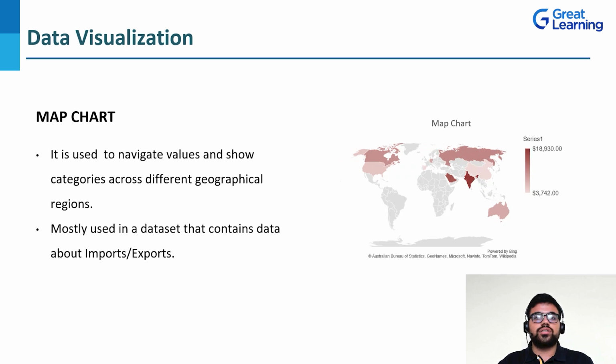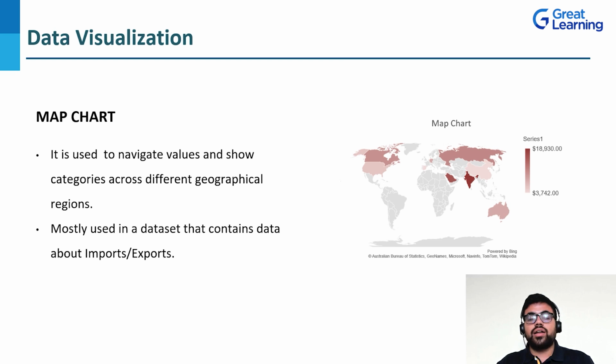The second chart is called a map chart. So it is used to navigate values and shows categories across different geographical regions. So in this case, we will use only the names of countries to represent any data set. So the countries will be highlighted according to the values. So this is most commonly used by, let's say, the World Bank or United Nations categories to represent data across the globe.